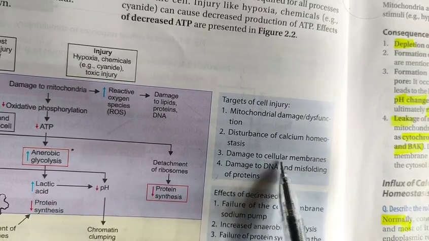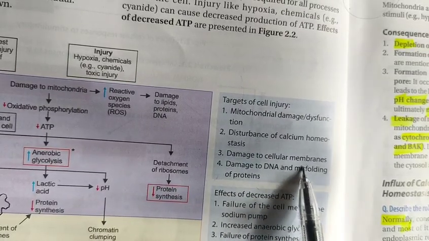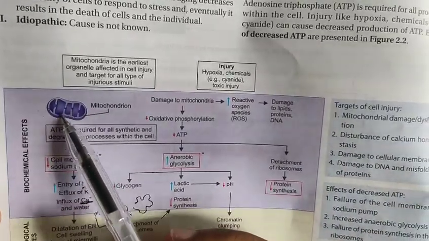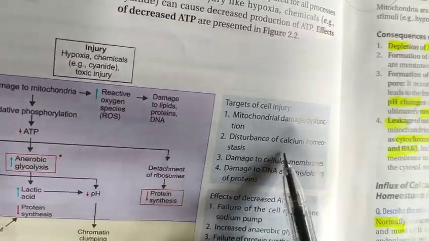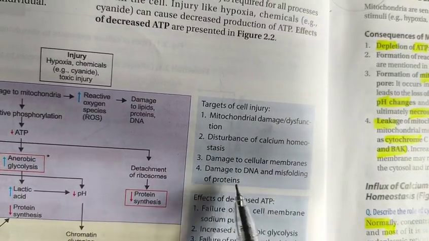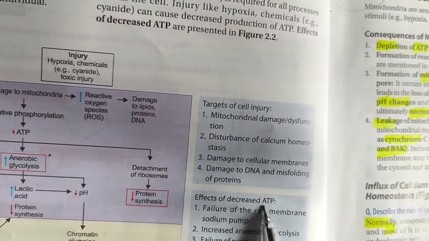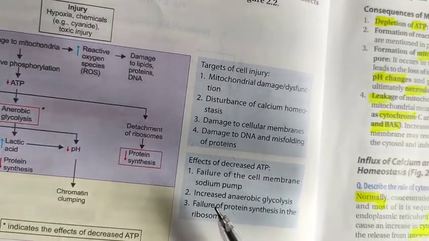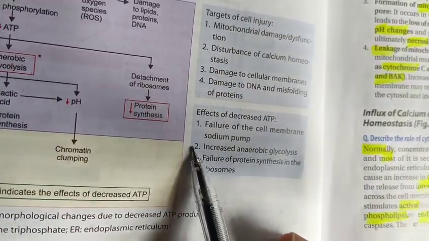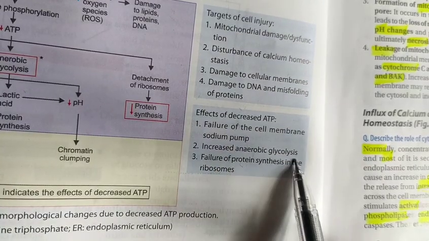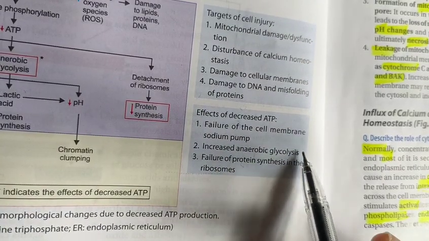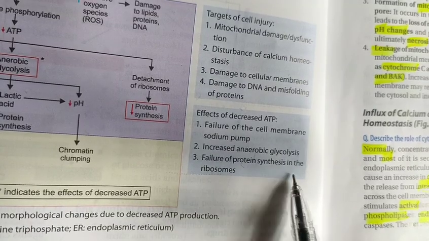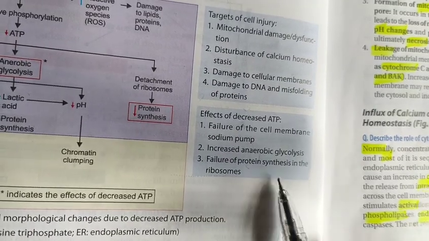There will be damage to the cell membrane. There will be damage to the DNA and misfolding of proteins, because damage to the mitochondria will produce reactive oxygen species, which damage the cell membrane and DNA, and cause misfolding of proteins. Effects of decreased ATP will be failure of the membrane to pump sodium outside, increased anaerobic glycolysis which increases lactic acid and makes the cytoplasm acidic, and failure of protein synthesis because of detachment of ribosomes from the endoplasmic reticulum.